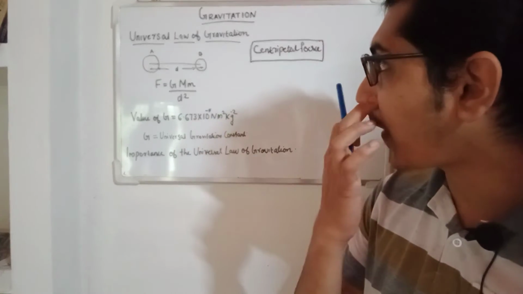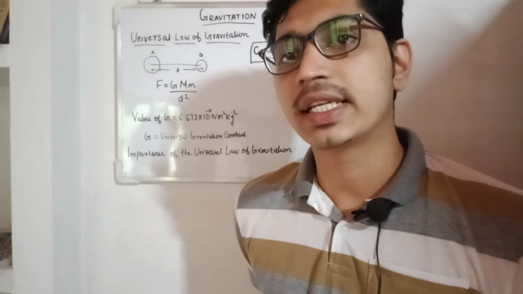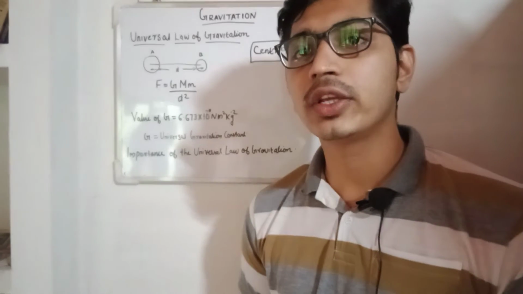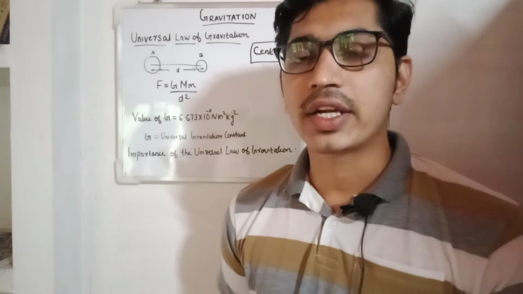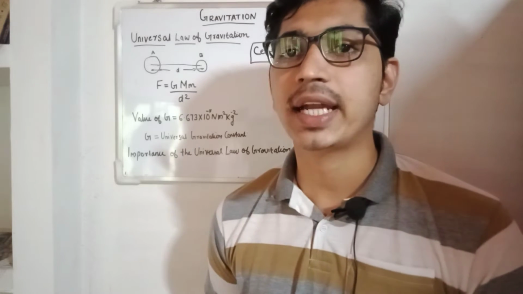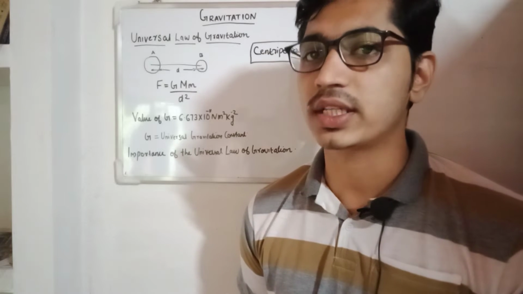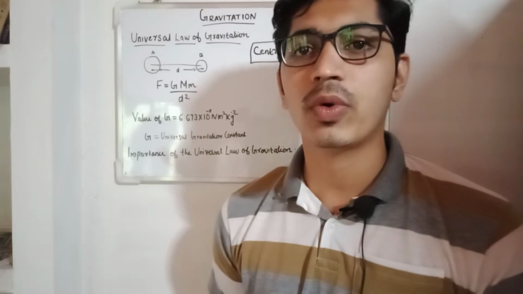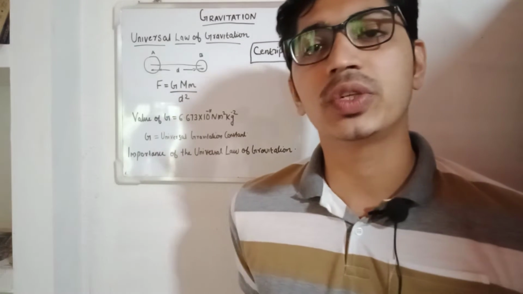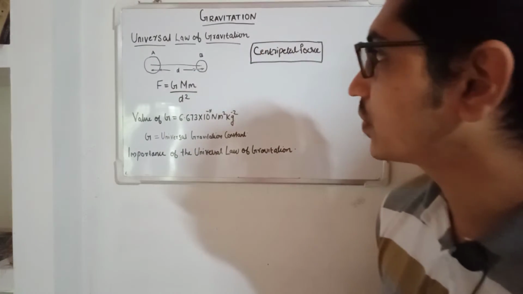Straight to the point. According to the universal law of gravitation, every body in the universe is attracted to every other body, and the force which acts is directly proportional to the product of their masses and inversely proportional to the distance between those bodies. Let's come to that point.